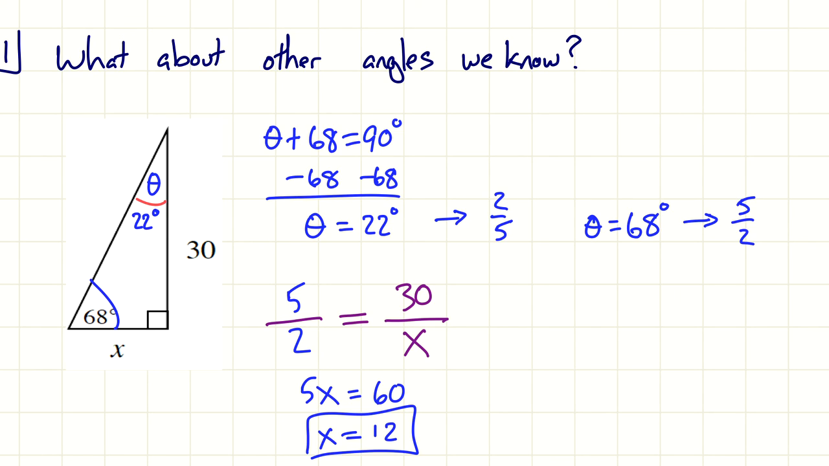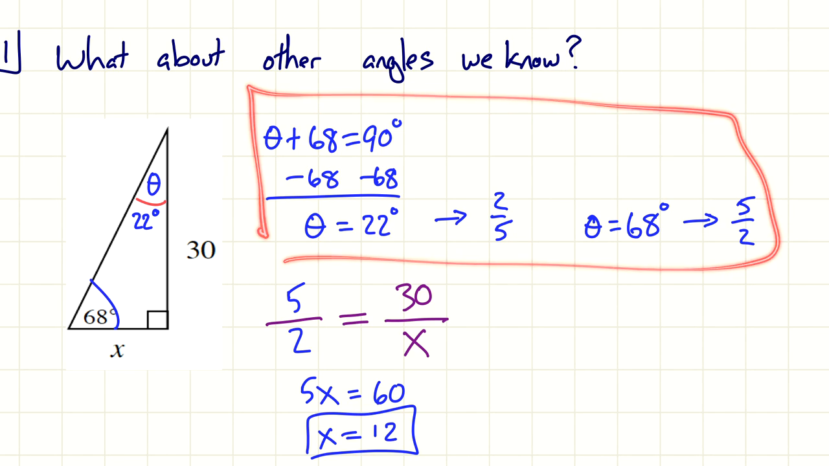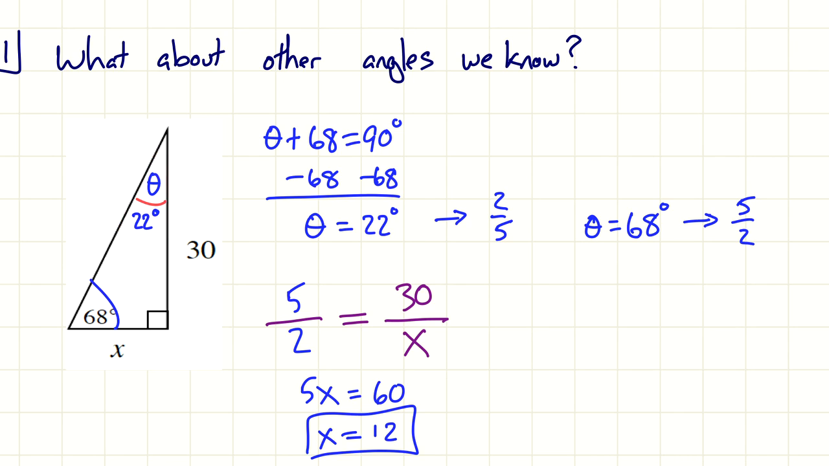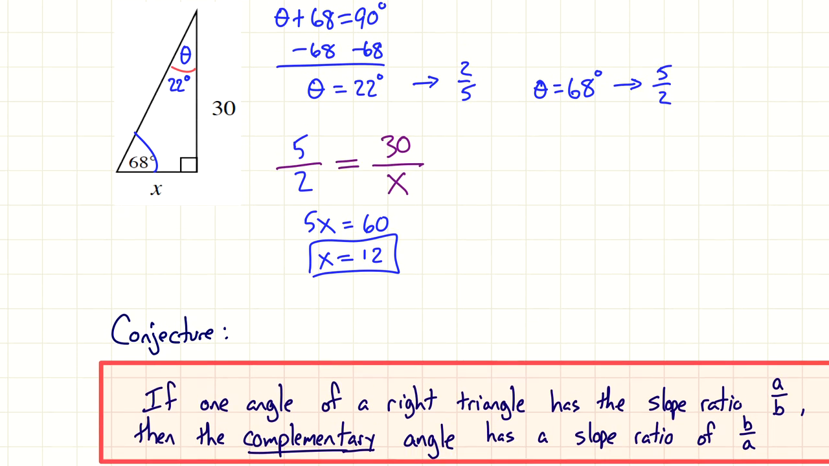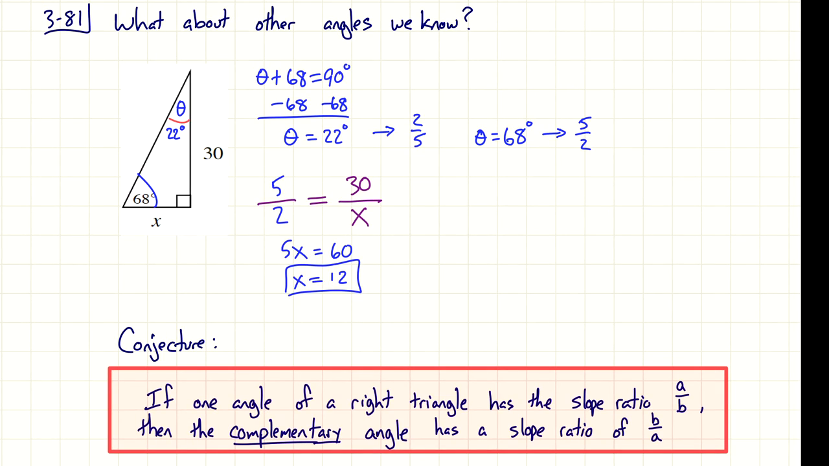I showed you some extra work up top, but I wouldn't expect this in a problem. You would just look at it and hopefully do it in your head. You'd see 22 and remember that's 2/5, and then you could simplify from there. What we're trying to get to is that if one angle of a right triangle has a slope of a/b, then the complementary angle has a slope ratio of b/a, which is the reciprocal we talked about.